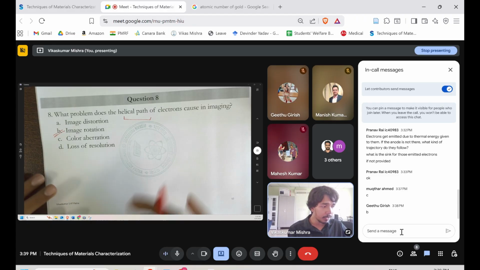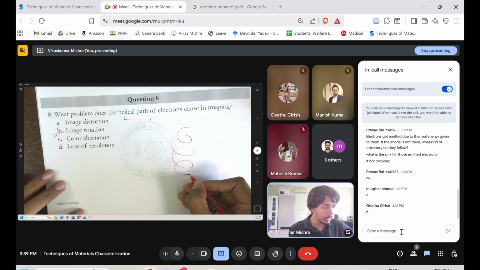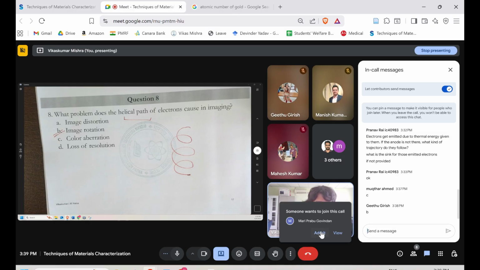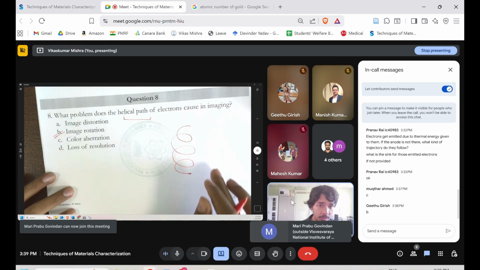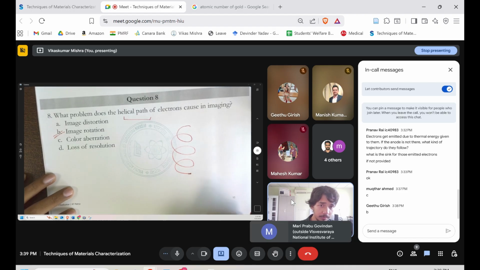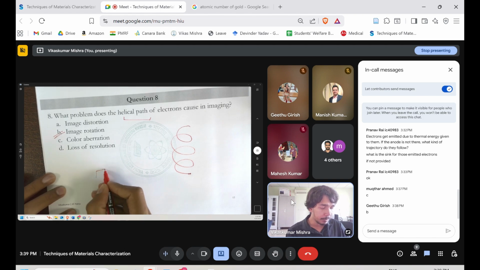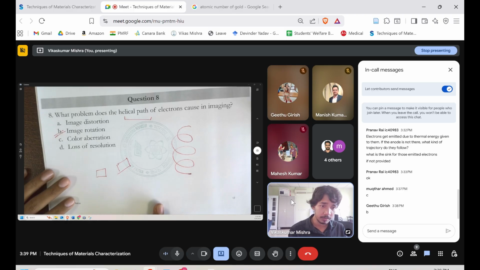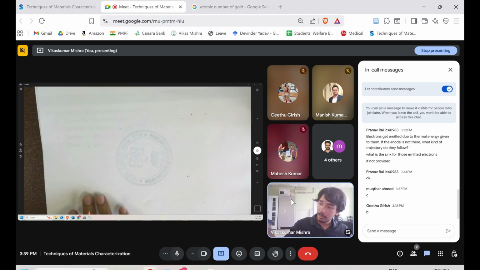certain angle. If the number of rotations is an integer, you won't face any rotation in the image. But if the number of rotations is not an integer, then you will see the image rotated. So you might have created your specimen like this, but you will see that it is rotated by a certain angle. So this is question number 8. If any doubt, let me know.